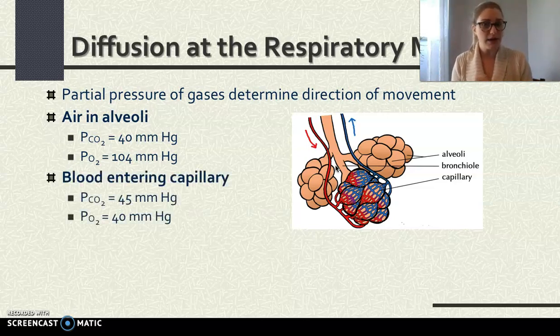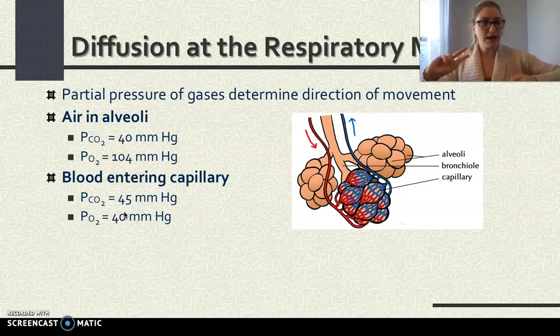Now within your alveoli, so this is the air that is inside of your lungs, we have a low amount of carbon dioxide compared to the amount of carbon dioxide found in your blood. And for oxygen, we have a relatively high amount in the air compared to the amount of oxygen within your blood. So carbon dioxide is going to go from high to low pressure from your blood into the air within your alveoli. And then oxygen is going to once again go from high to low pressure from the air in your lungs into the blood. So we're always going from high to low pressure.